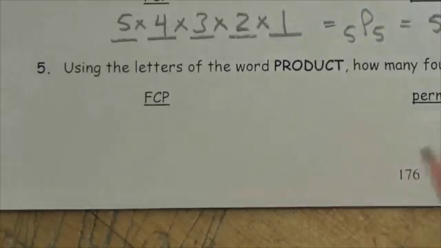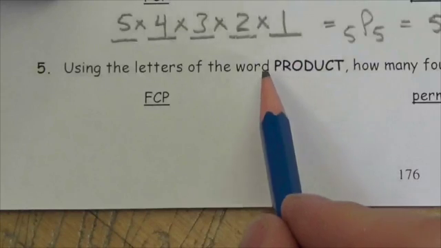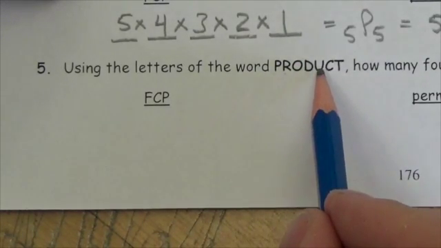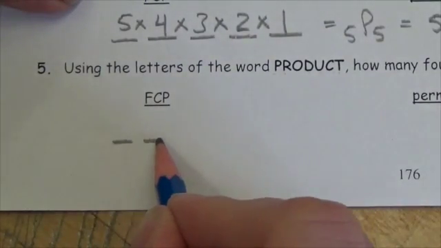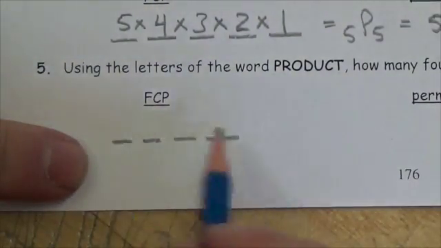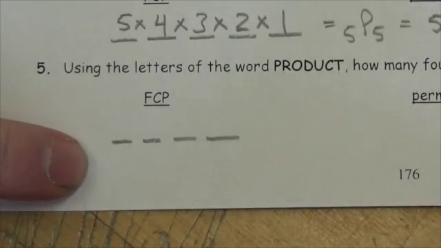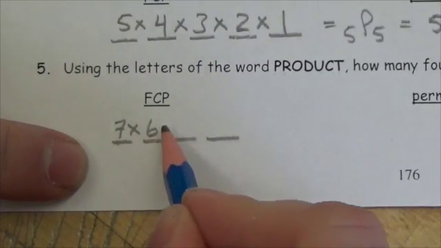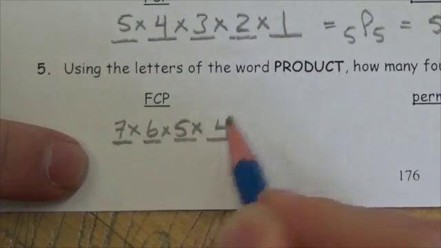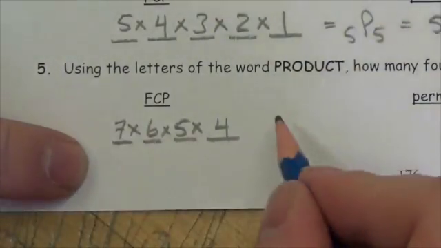Using the letters of the word product, how many 4-letter arrangements can be made using the fundamental counting principle and then using permutations? This question is very similar to the one that we just did, except this time we're only going to use 4 letters out of the letters in the word product. There's 1, 2, 3, 4, 5, 6, 7 letters that we could use. But I'm only going to use 4, so that's 1, 2, 3, 4. There's only 4 subtasks that I need to complete. The first letter, I've got 7 options. And then after that, I've got 6, and then 5, and then 4. So that's using the fundamental counting principle.